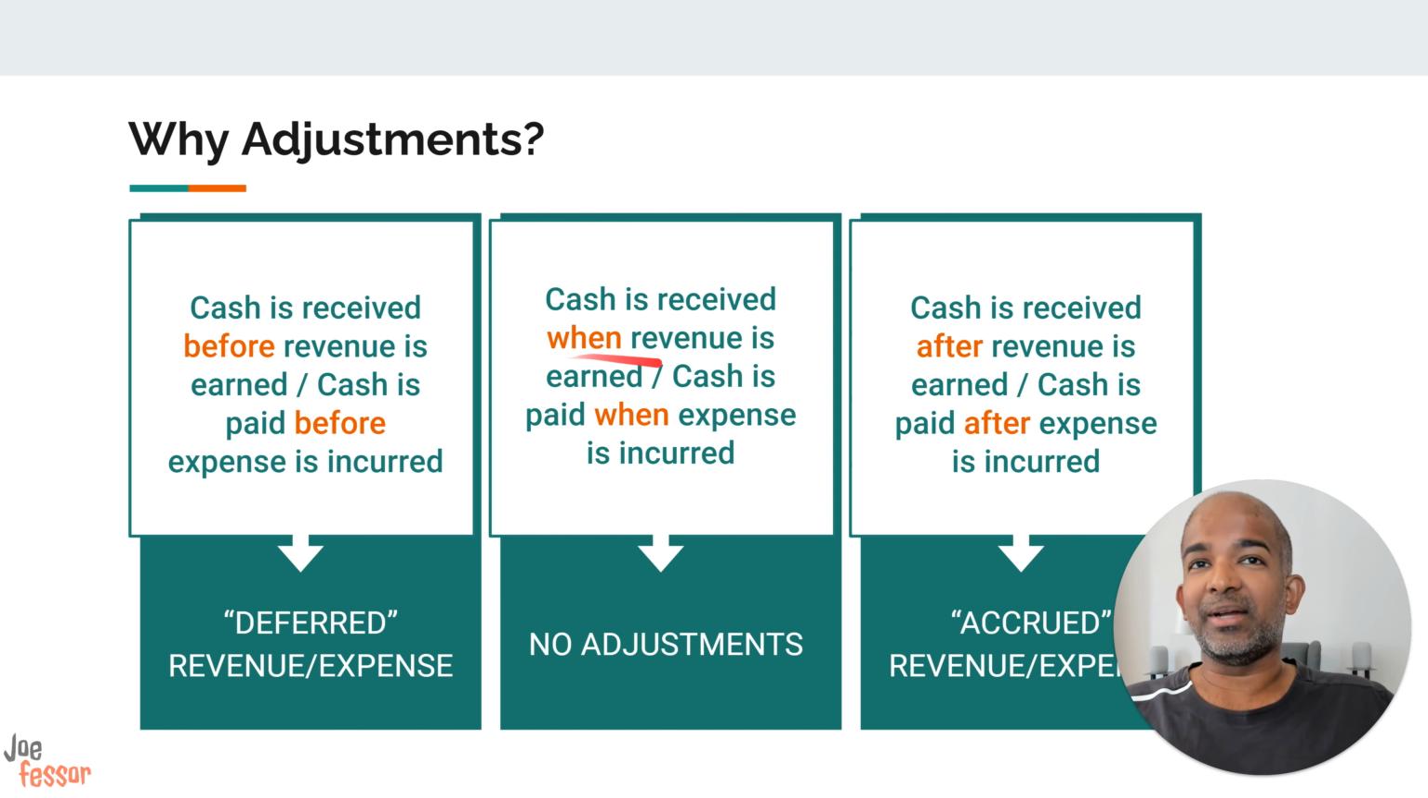Cash can also be received when revenue is earned, and cash can also be paid when expenses are incurred. In this case, you don't need to make any adjustments because as and when revenues and expenses are recorded, cash is being recorded at the same time. Cash can also be received after revenue is earned, or paid after expenses are incurred. The word accrued means accumulated. So in this category, revenue or expenses are being accumulated and cash is paid or received later on.